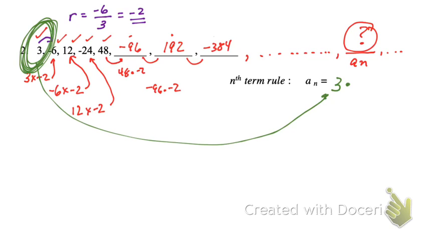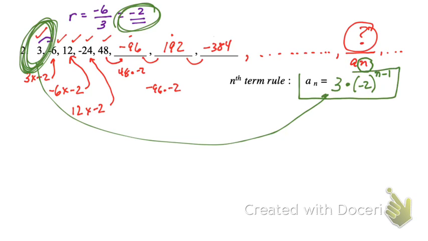And then you have to do whatever you're doing. Well, what are we doing? That's our r value. We're multiplying by -2. And when that's a negative, you definitely want parentheses around it. Then, how many times do you multiply? Well, whatever that number is in there, it's going to be 1 less. And there's our rule for this sequence. Okay?